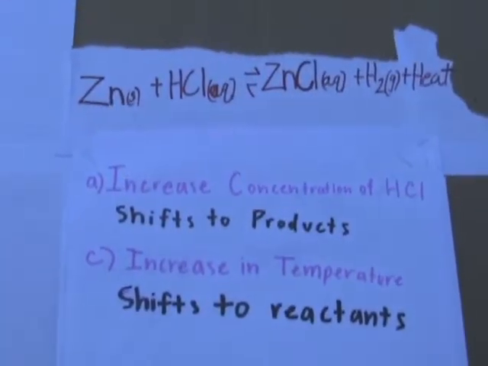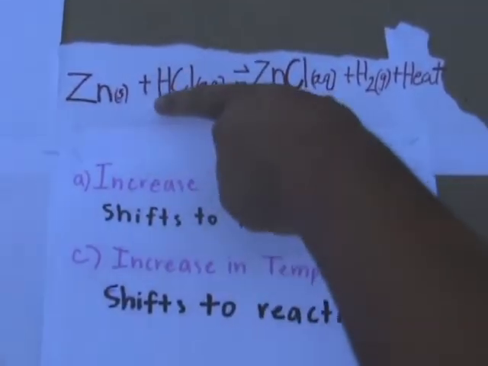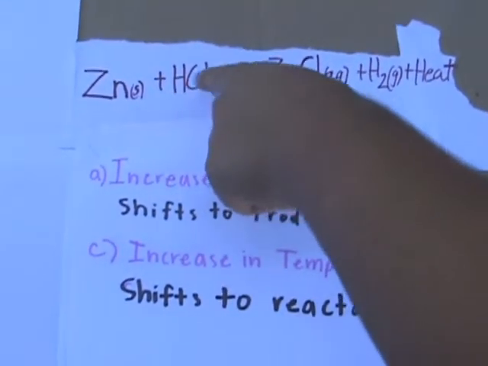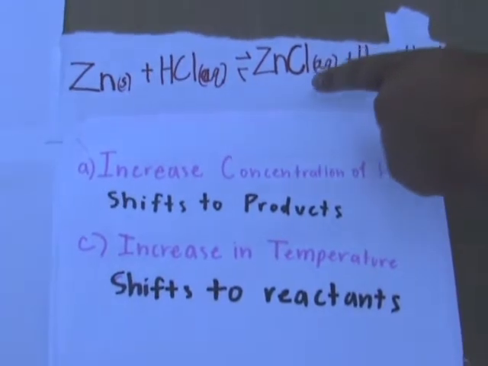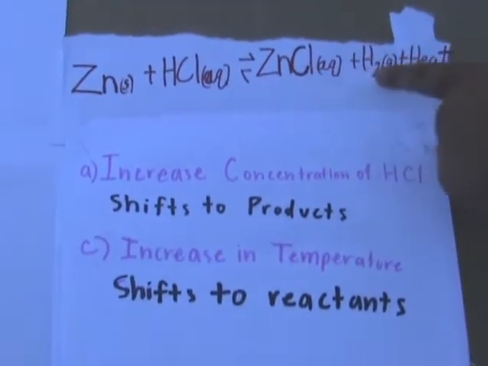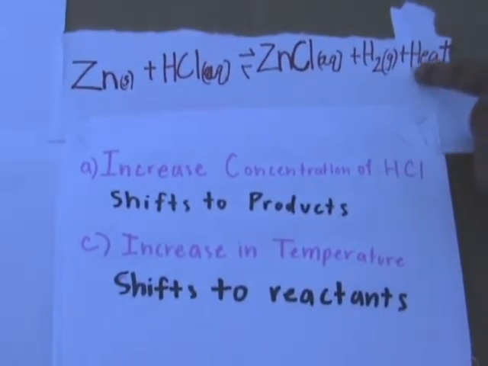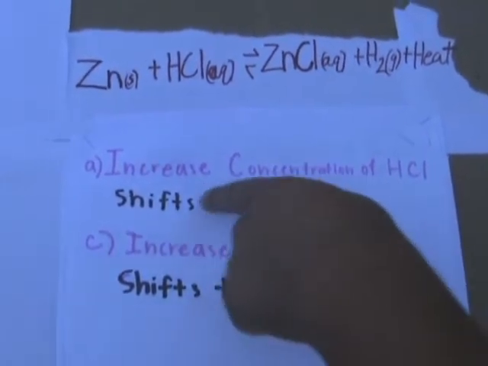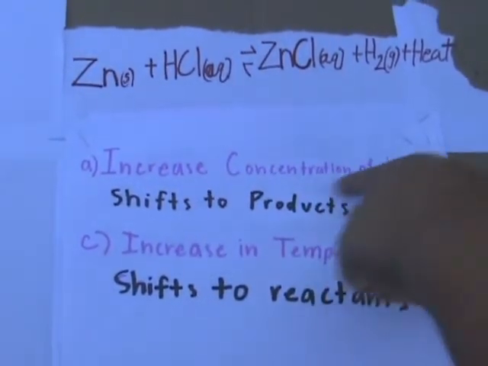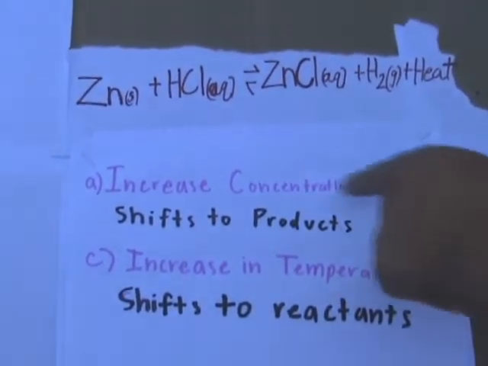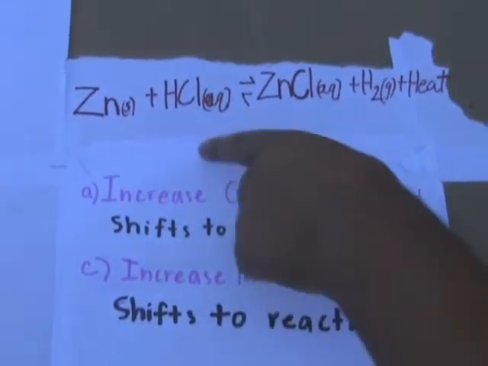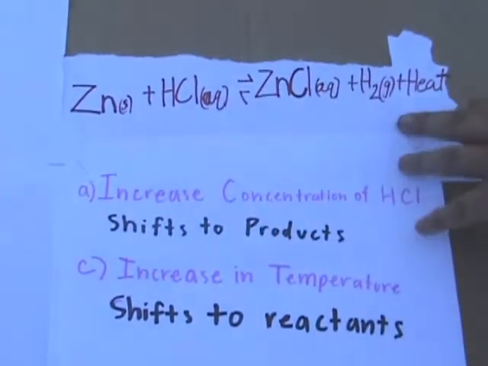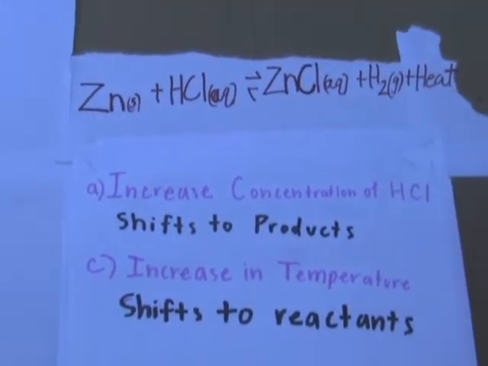In this example we have Zn, which is in the solid state, plus HCl, which is in the aqueous state, at equilibrium with ZnCl in the aqueous state, plus H2 gas, plus heat. Now what would happen if we increase the concentration of HCl? If we increase the concentration of HCl, it'll shift to the products because you'll add more of this and it'll have to shift to the right in favor of the products.